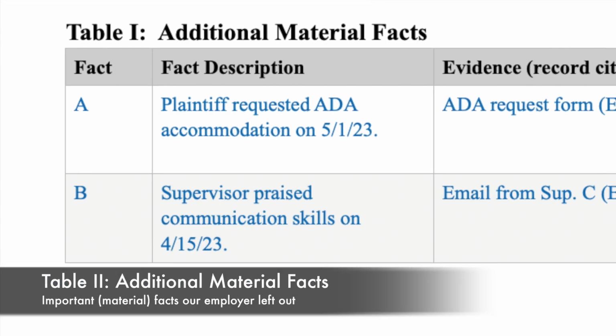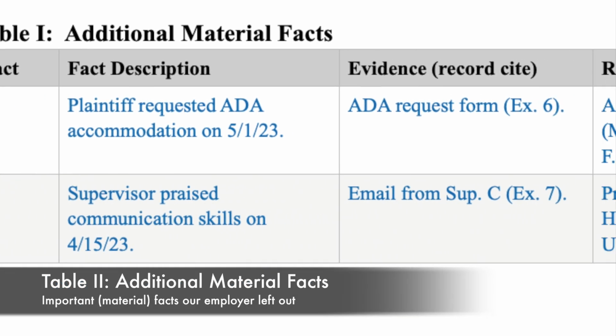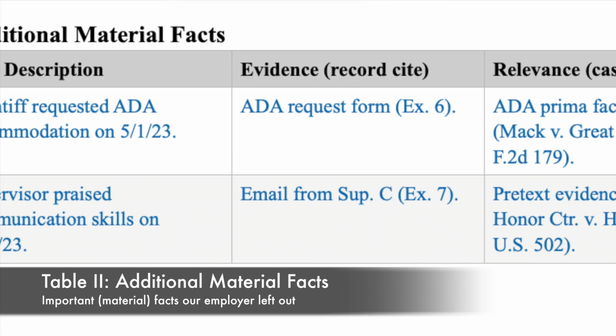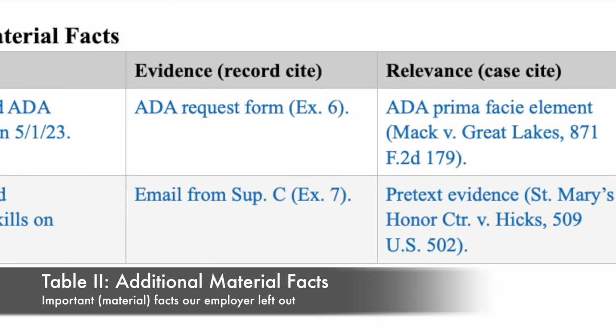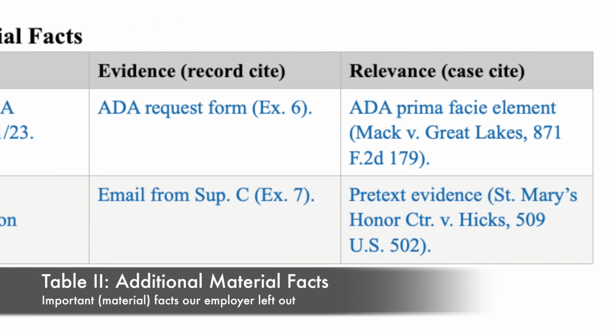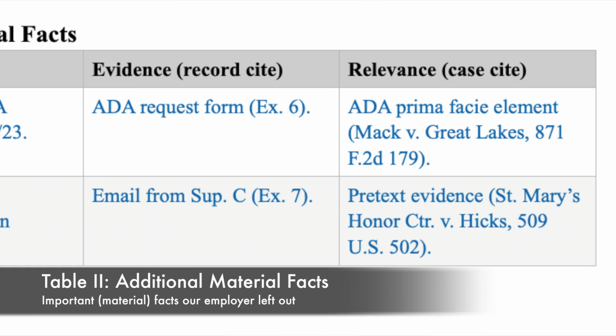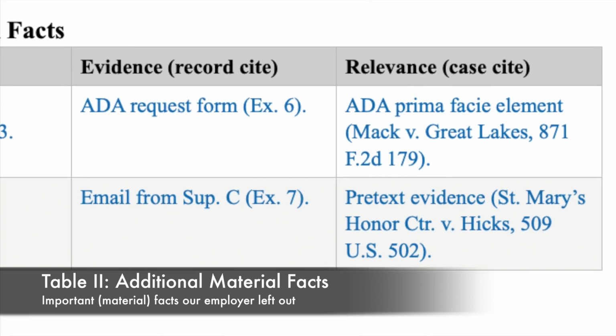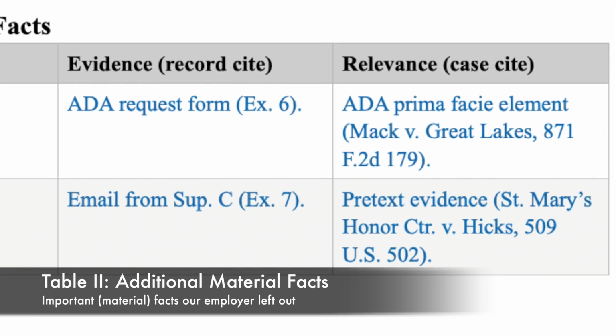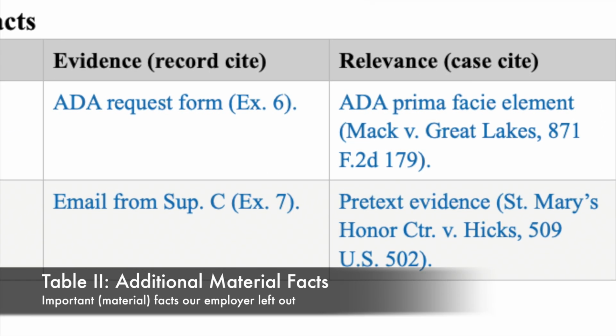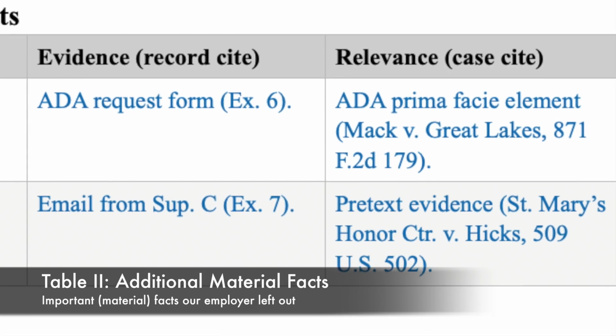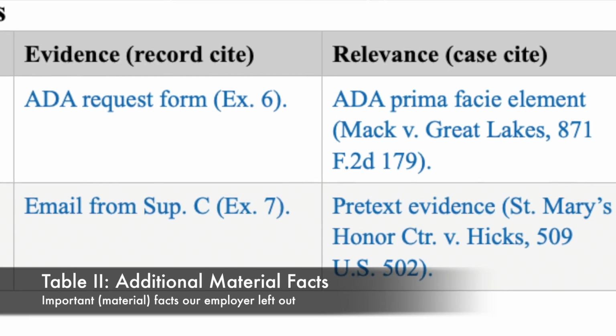Table 2 is a different kind of dispute. These are facts that are material to our case that our employer neglected to mention in their motion. Typically, these are going to be evidence of some kind of pretext. And if we can show enough evidence of pretext for a reasonable jury to find in our favor at trial, then that alone can defeat our employer's motion for summary judgment.